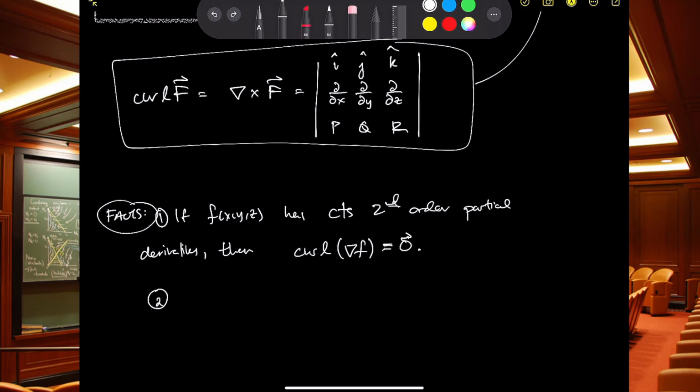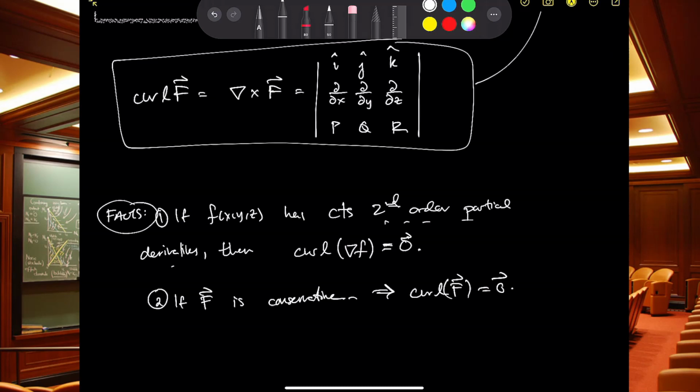But the second piece is that if a vector field is conservative, okay, and what does that mean again? That means that it's equal to the gradient of some potential function. Well, if that's the case, if it's the gradient of some potential function, well, then we know that that thing's going to have second order partial derivatives, right? It's going to be differentiable, so then the curl will be 0. So then that tells us that the curl of the vector field is 0, or the 0 vector.